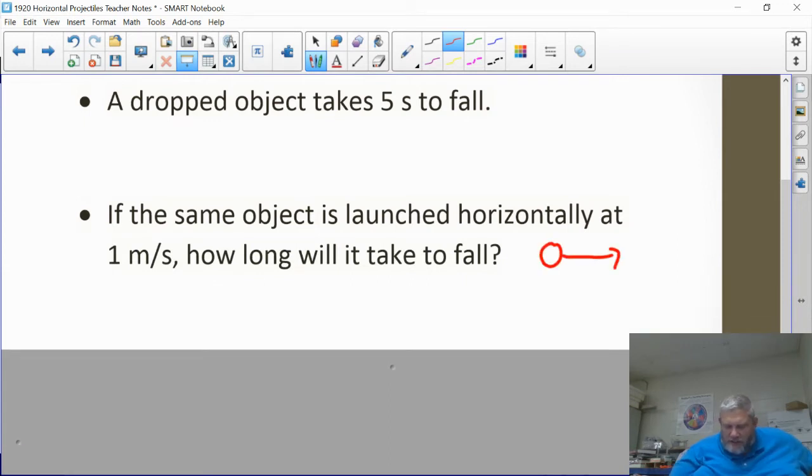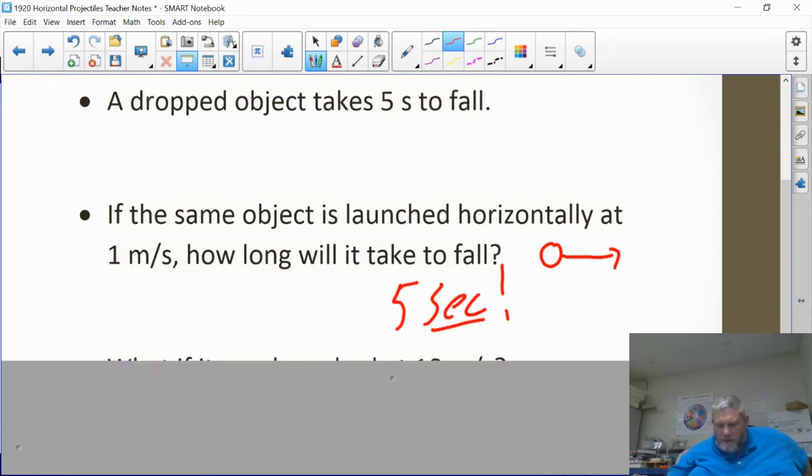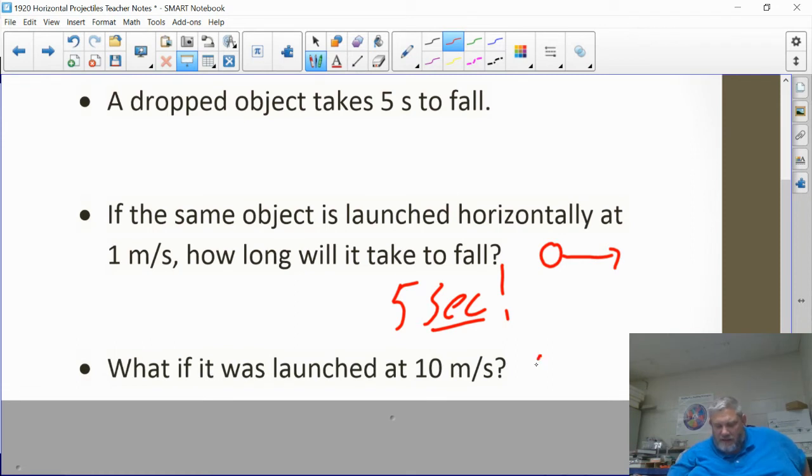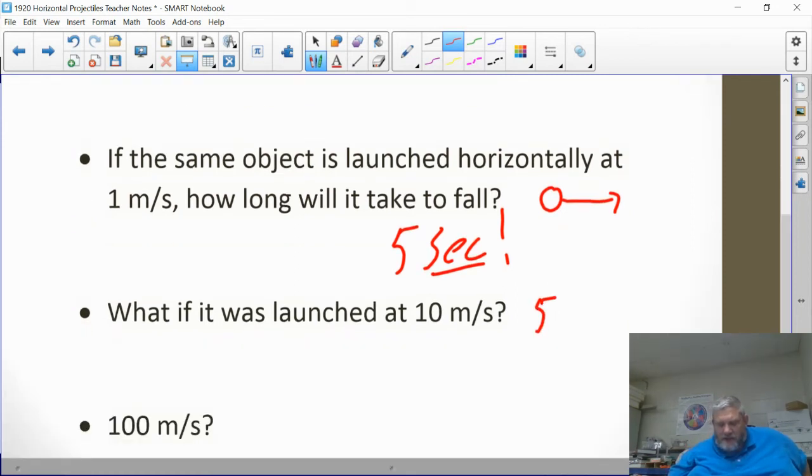Won't it still take 5 seconds? What if I launch it at 10 meters per second? Still going to be 5. What if I launch it really fast at 100 meters per second? It's still going to take 5 seconds to hit the ground. It doesn't matter how fast something moves this way. If it's launched horizontally, the time it takes to hit the ground is just like if I drop it. No different.